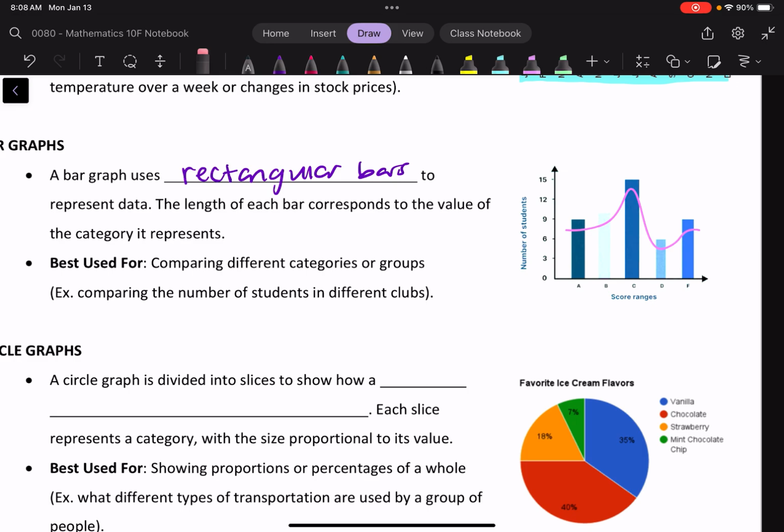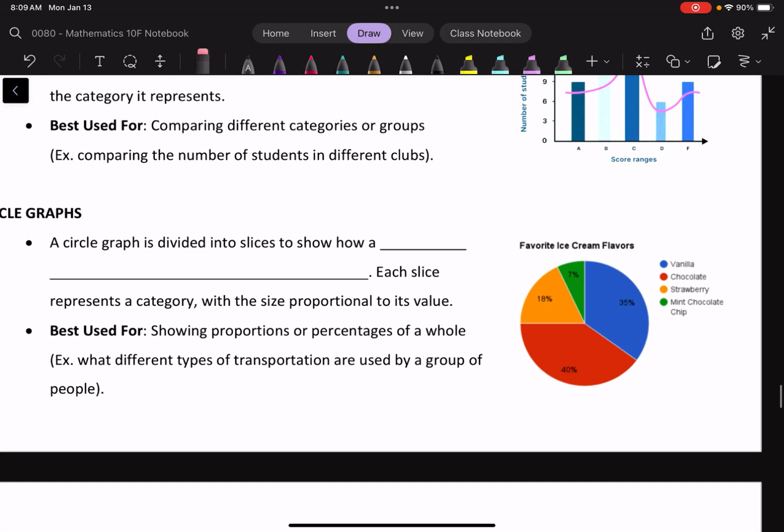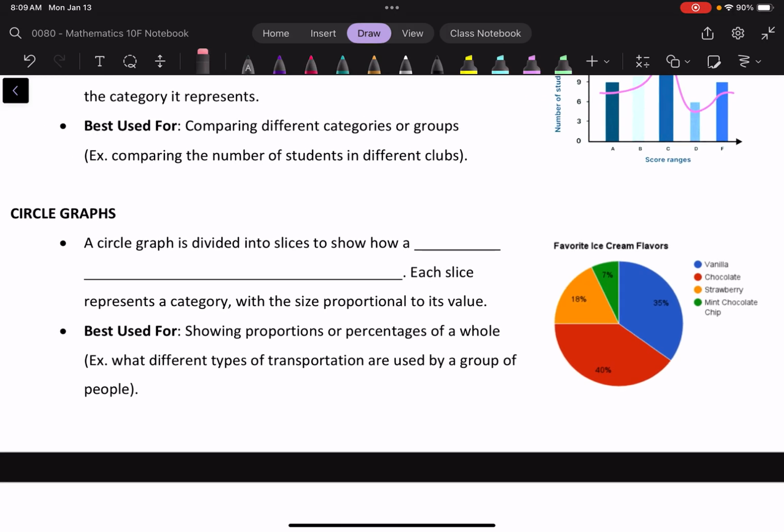The number of sales would go on the vertical axis, the axis that goes up and down. And the types of pop would go along the horizontal, or the left-right axis. Okay? So it's really good for comparing categories or groups. All right, next we have circle graphs. Sometimes circle graphs are called pie charts, right? Because it kind of looks like slices of pie. A circle graph is divided into slices to show how a whole is divided into parts.